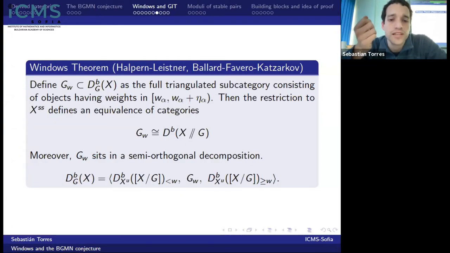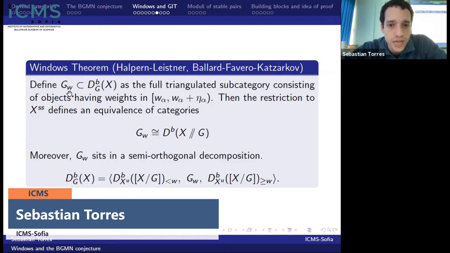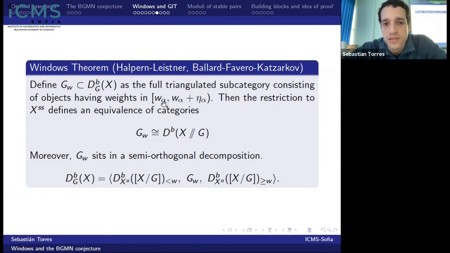So what's remarkable here is that this doesn't give you just an embedding, it gives you many embeddings, whatever W you choose. Let's imagine that there's only one stratum, so there's no alpha. You would have to consider the objects that have weight between, say, W and W plus eta. Whatever W you choose, that will give you a different window category, and all of them are equivalent to the derived category of the quotient. So if you have this G_W here, you can slide it. If you choose a different W, you will get another one, a different window. So you can move your window across, like a window sill or rail.